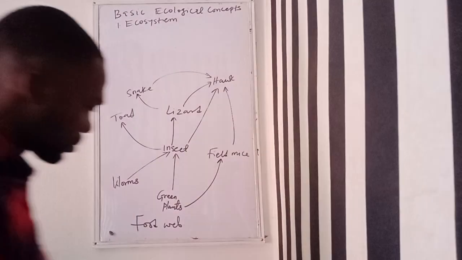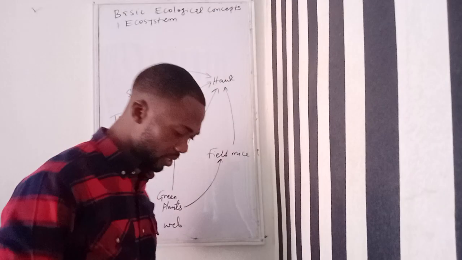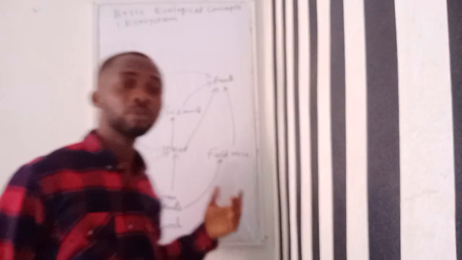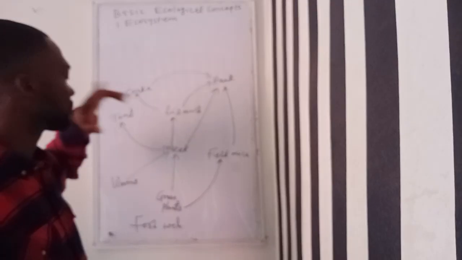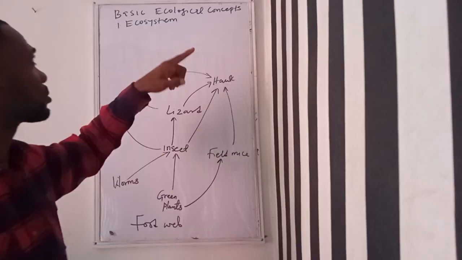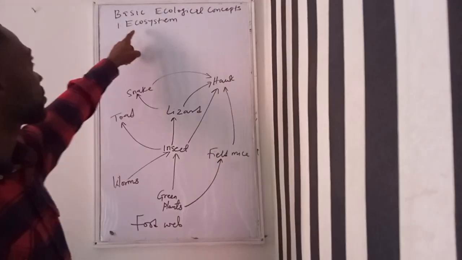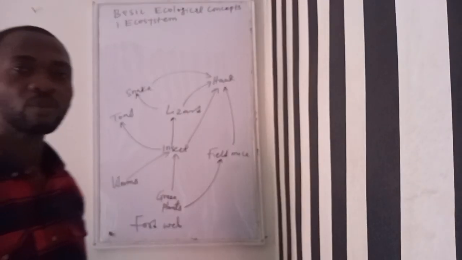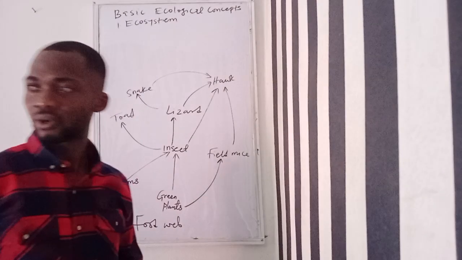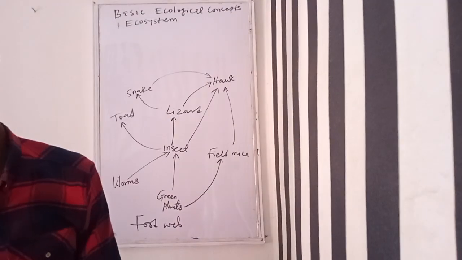Okay. So one of the basic ecological concepts is the concept of community. Community. Basic ecological concept is a concept of what? Sorry, is a concept of ecosystem. One of the basic ecological concepts is the concept of ecosystem.